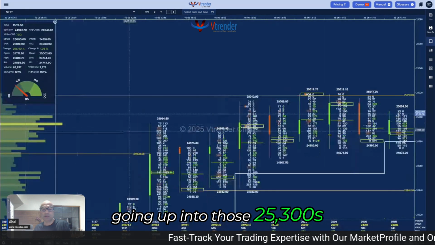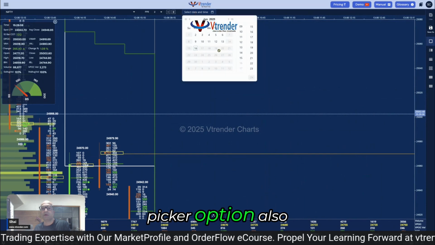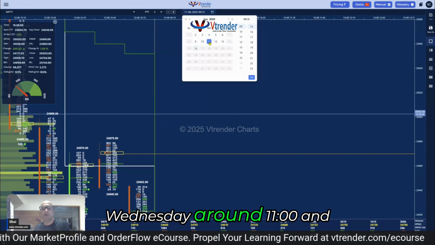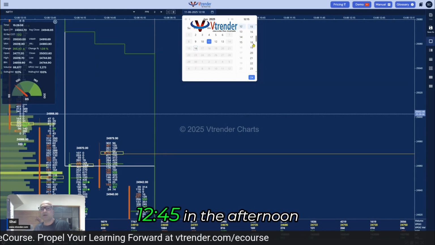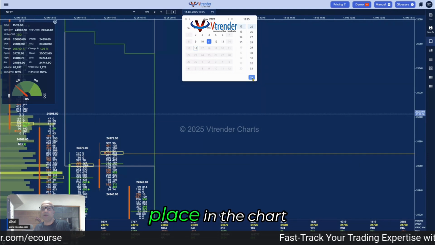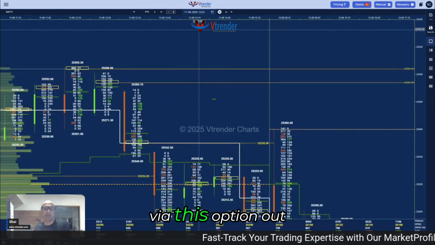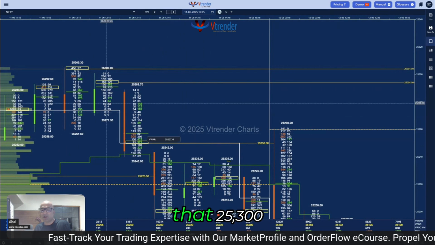The market was going up into those 25,300s. This was 3 days back. You can do that with this date picker option also. Wednesday around 11, and I think it was around 12:45 in the afternoon. So if you want to quickly go to any particular place in the chart, you can do it via this option out over here, this calendar feature.